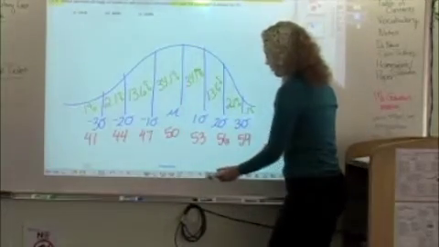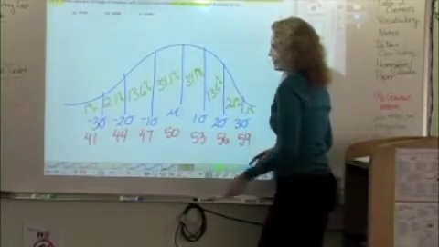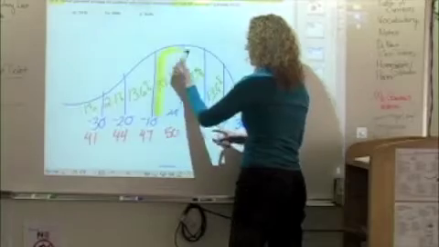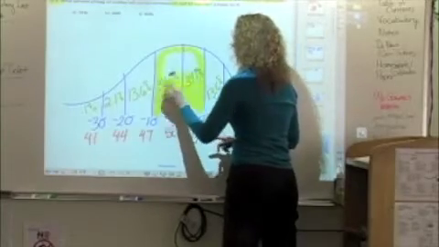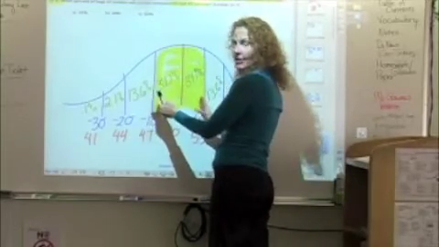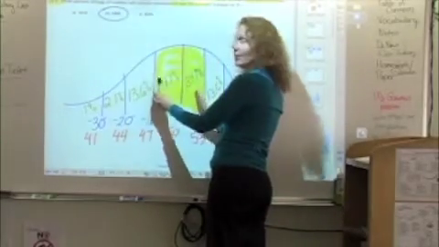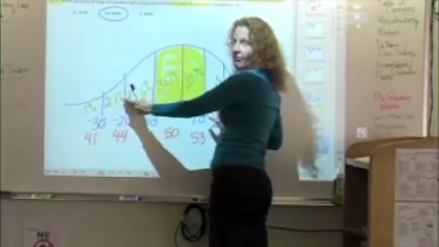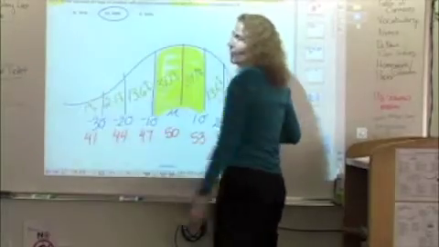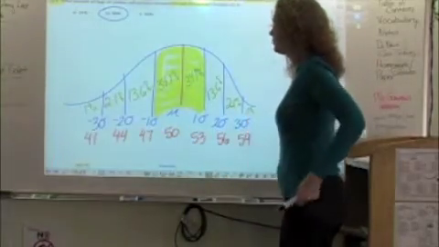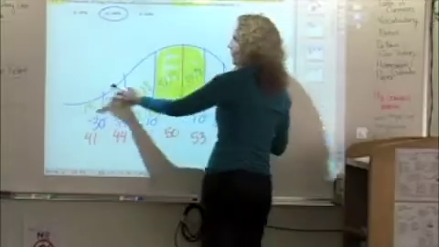So I want to know between 47 and 53 cookies. This is 47, this is 53. Within one standard deviation is 68% of my data, always. 2 standard deviations is always 95, then 99, and our final 100%. And that's about 99.8 actually.